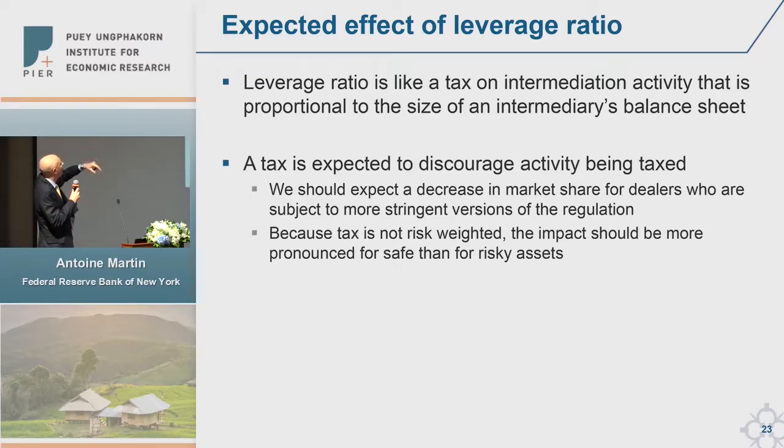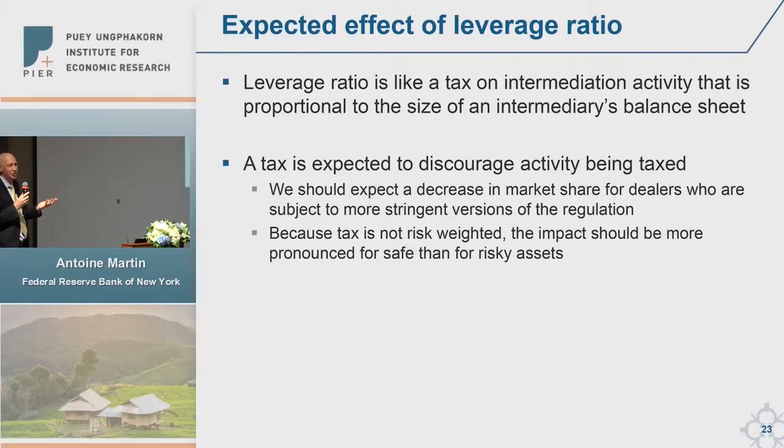So we would expect a decrease in the market shares of dealers who are subject to the more stringent version of the regulation, like the US or the UK, because the tax is not risk-weighted. And what we're able to see is that if you look at the share of assets done by foreign banks and domestic banks against the safest assets, so the ones that are going to be most impacted by the leverage ratio, the less regulated banks in red have increased their market shares compared to the more regulated banks. But if you look at risky assets, then you see almost no change.